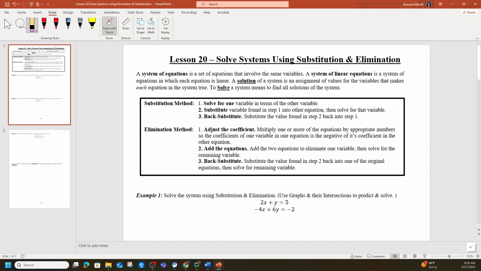These are going to be linear. What does linear mean? What's the degree on all the variables? Yeah, the variables should have just a degree 1. That's what makes them linear. And so when they're linear, it's a line and another line intersecting each other, right? So the solution is that intersection.